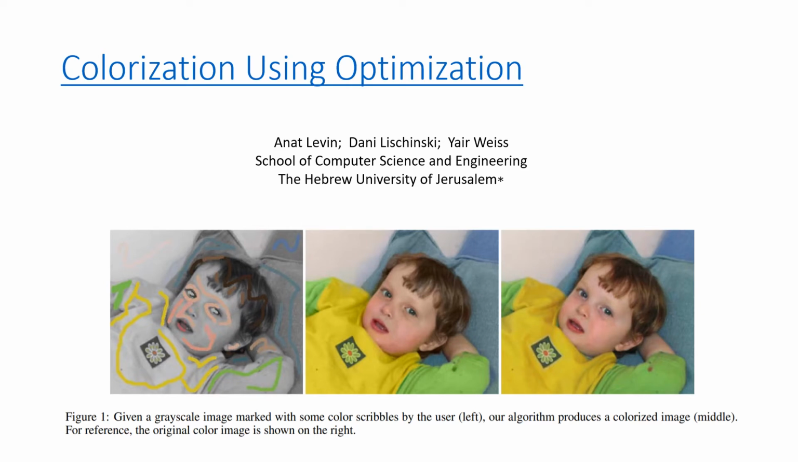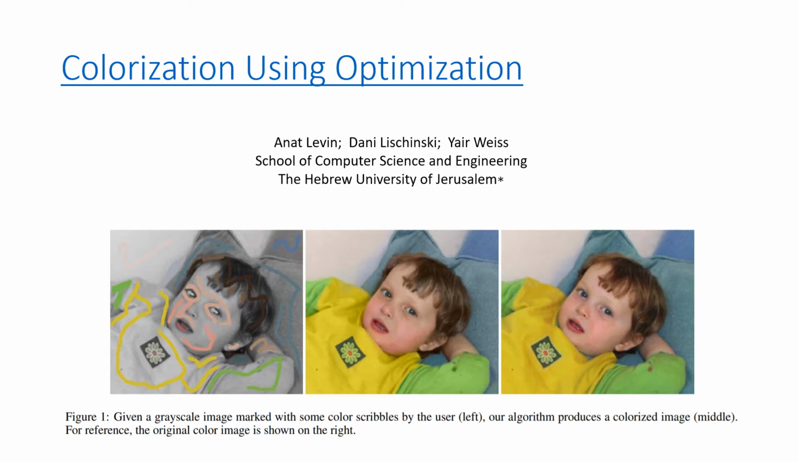For the term project, I have chosen one baseline paper called Colorization using Optimization. This paper was proposed by Anat Levin, Dani Lischinski, and Yair Weiss from the School of Computer Science and Engineering in the Hebrew University of Jerusalem.